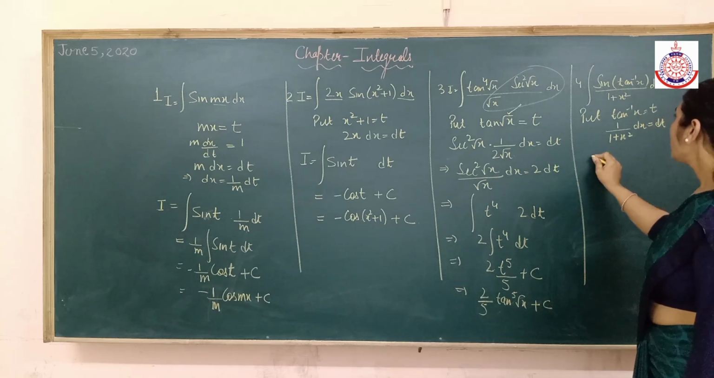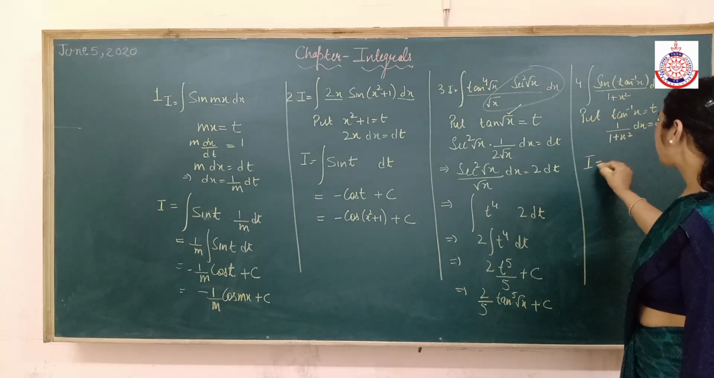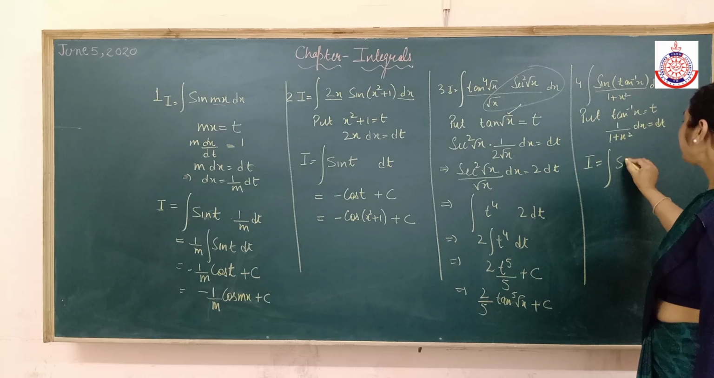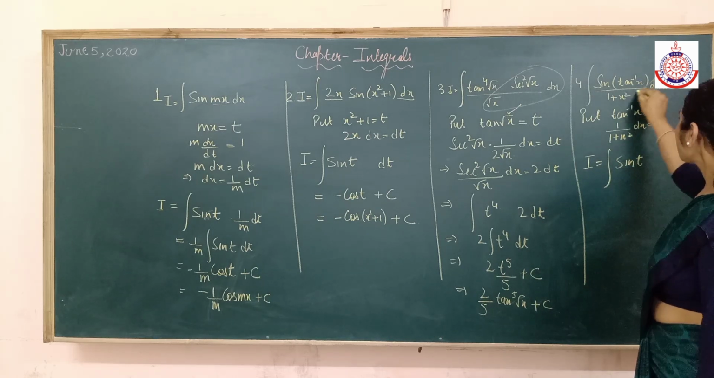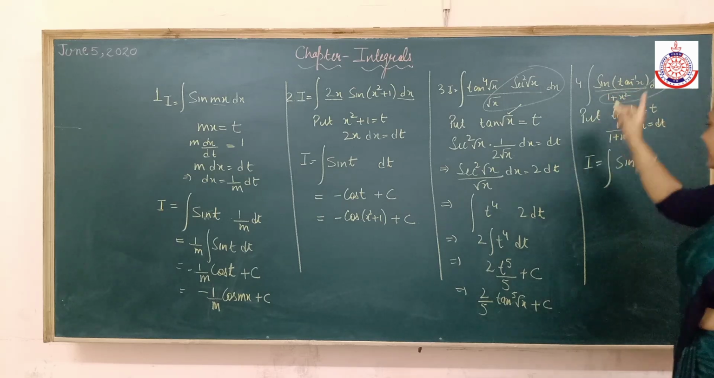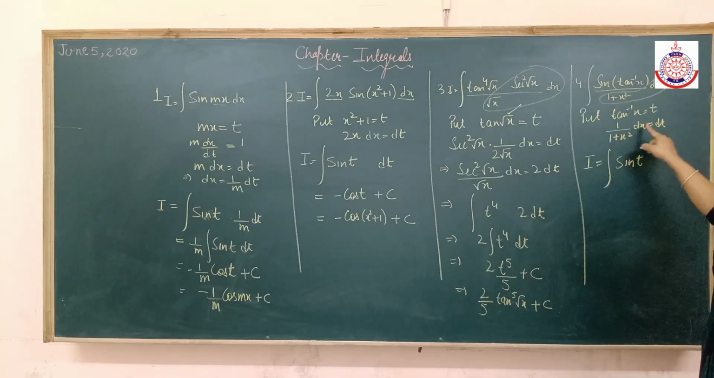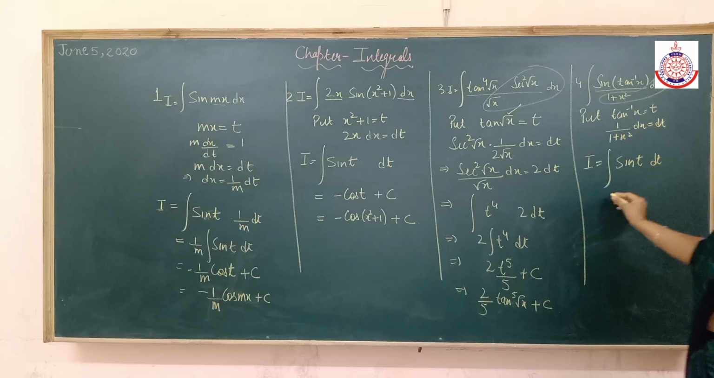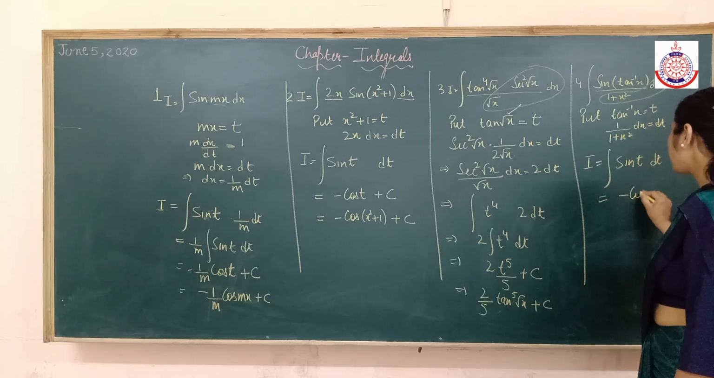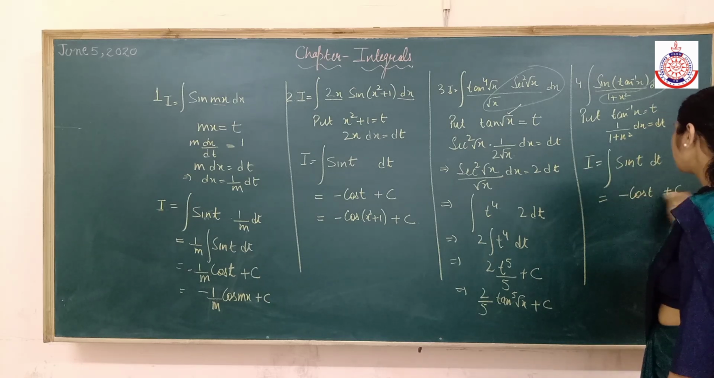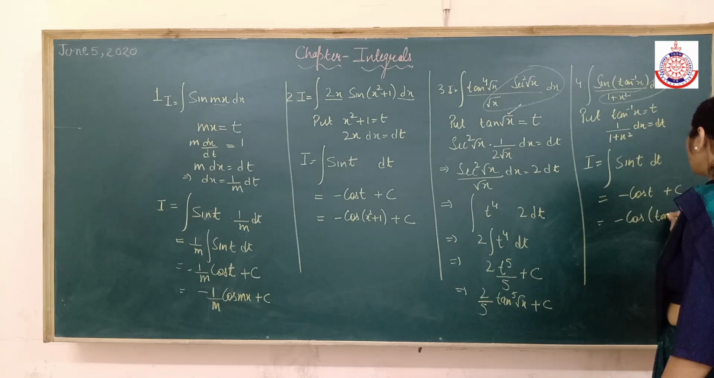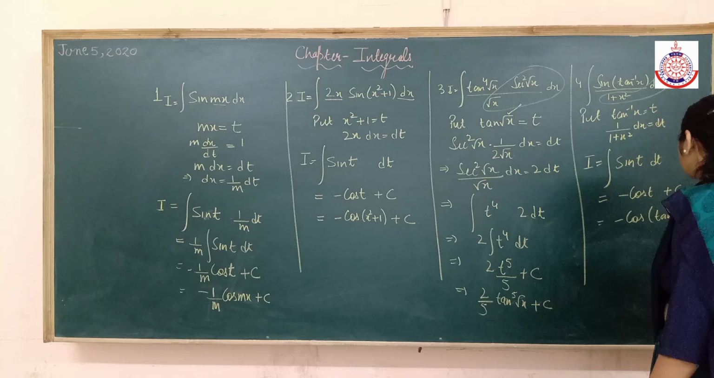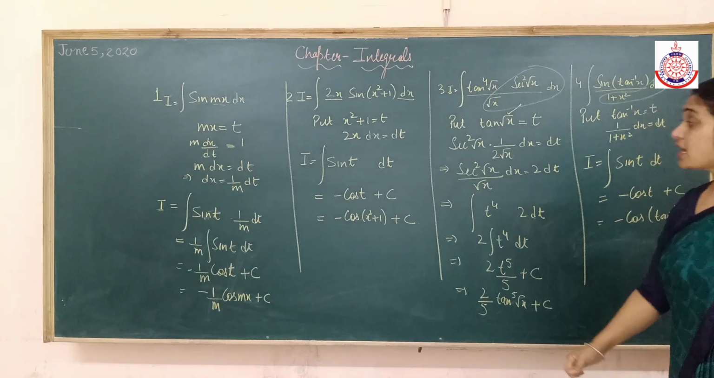So my question has become I is equal to integral of sine, in place of tan inverse it is t, 1 upon 1 plus x square into dx. 1 upon 1 plus x square into dx has become dt. What is the integration of sine? That is minus cos t plus c. Put back the original variable, that is tan inverse x, plus c, and that's my answer.